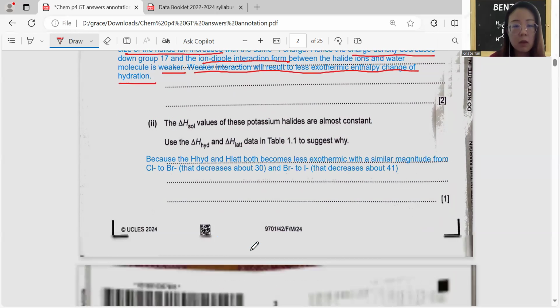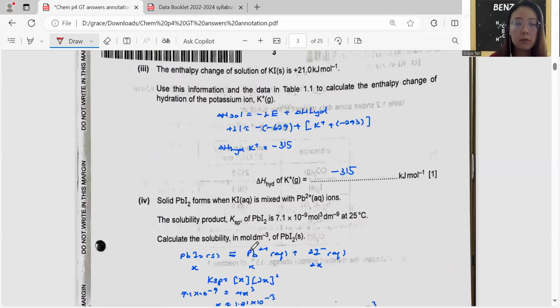Next, the enthalpy change of solution of KI is positive 21. Use this information and the data to calculate the enthalpy change of hydration of potassium ion. So I take the formula, solution equals minus lattice energy plus hydration. Solution is positive 21. Lattice energy, you go to the table, is minus 629. Hydration of iodide is minus 293. You want to find hydration for potassium, so therefore, I calculated minus 315. The working is there.